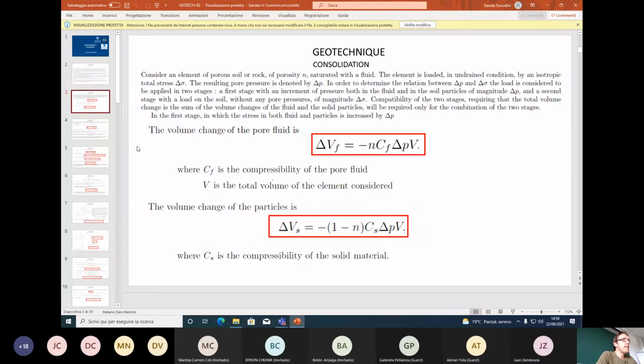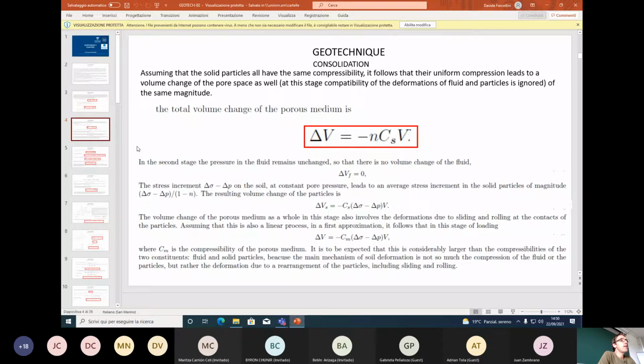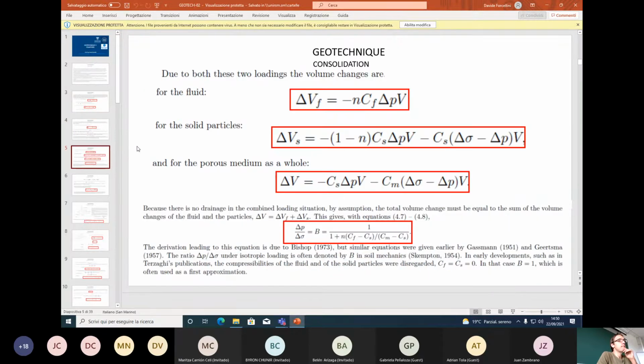So in consolidation, we said, just to synthesize, that it is a big phenomenon that can be studied with important relationships and with a lot of complex theory. One of the most important theories is the one from Bishop in 1973, that gives the values of B, that depends, of course, on three parameters. One is the compressibility of the fluid, the compressibility of the soil, and the compressibility of the total volume.